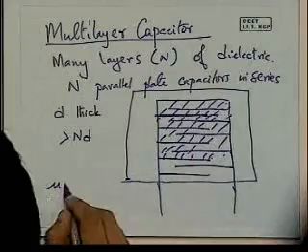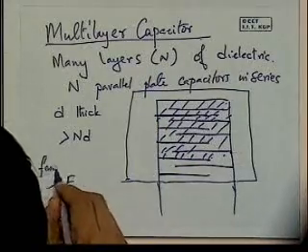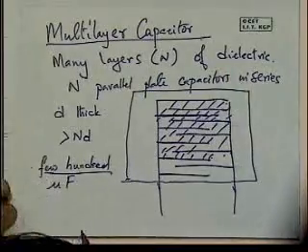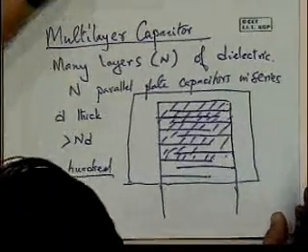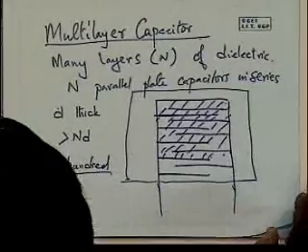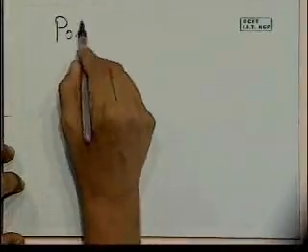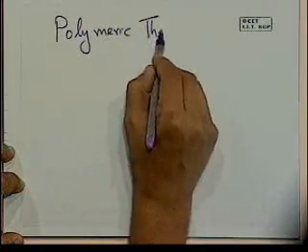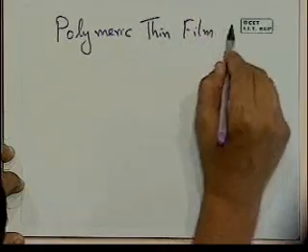Area is a very critical thing in electronics. We don't have much area to play with. Up to about a few hundred microfarads can be obtained by this approach. Then we can go to polymeric materials. Polymeric thin film capacitors.